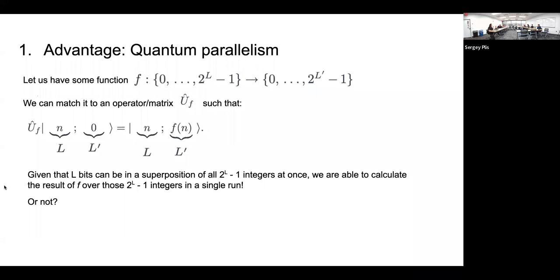Yeah, this equation is how it looks in a qubit representation of data, let's say. So since we know that we can put our qubits in all states at once, in theory we can compute the function f for all integers at once. And it is called quantum parallelism.